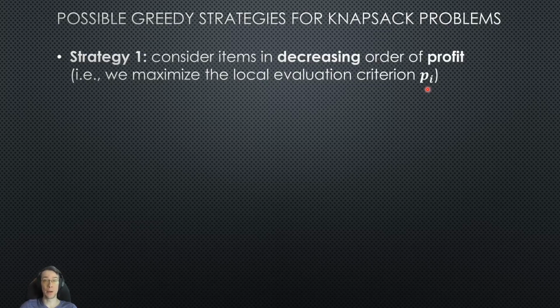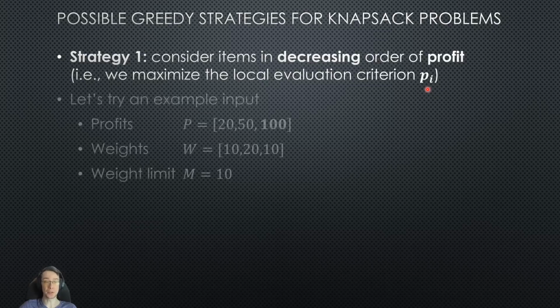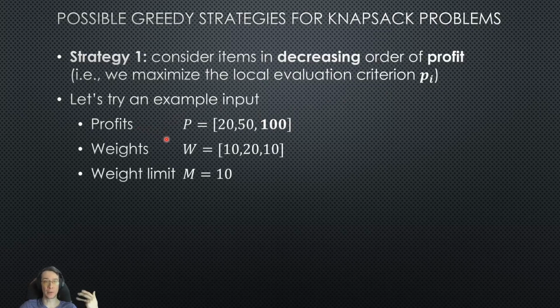You're filling your bag with the most valuable items first. Well, let's try an example input to start to sanity check the question of whether this is optimal. Okay, so here's an example input. We have our profits P, our weights W, and our weight limit M. This represents 3 items: items that have profit 20 and weight 10, profit 50 and weight 20, and profit 100 and weight 10. And our weight limit is going to be 10.